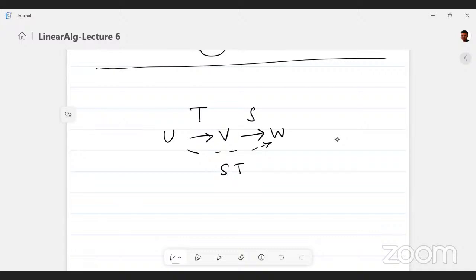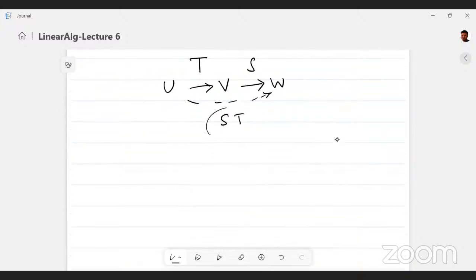Yeah. So now if you take T to be a linear transformation, S to be a linear transformation, what will happen to the composition? That is also a linear transformation. So that is easy to check. Okay. So now what I can do, I can actually fix a basis.